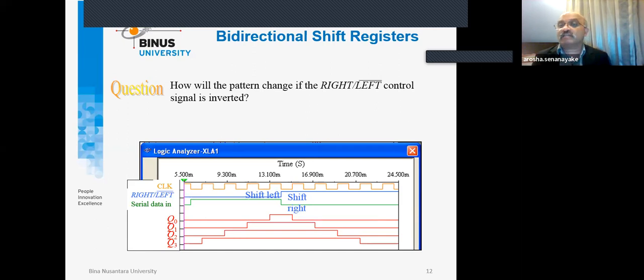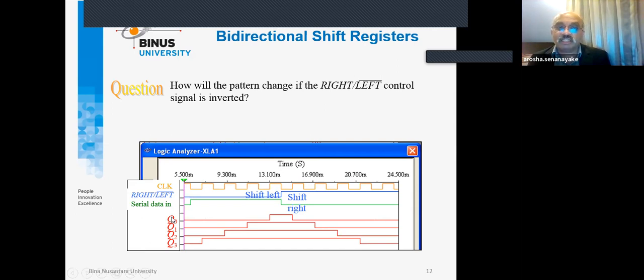how many clock pulses are required? 8, if you want all 8 bits shifted. If you want all 8 bits shifted to the right, then you need 8 clock pulses to do the shifting to the right. That's very, very important to understand. Without that, you will not be able to understand the shifting part.